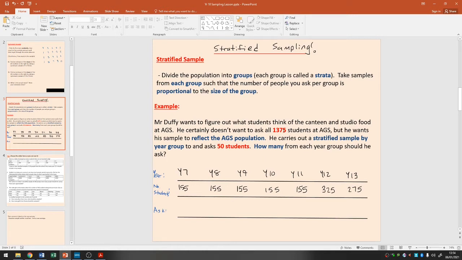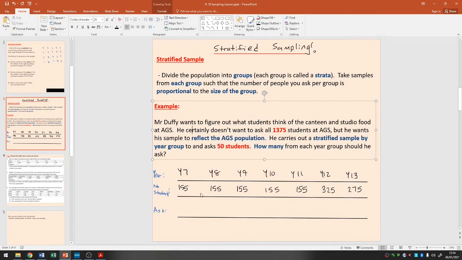So what he's going to do is just do a sample of kids instead. So he's going to say, I'll ask a few kids, but I'm going to take their opinions as reflecting everyone's opinion. Now, here's the thing. He wants to do it completely fairly. So he's going to carry out what's called a stratified sample, and he's only going to ask 50 students.